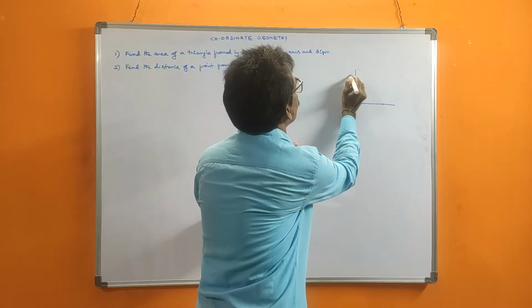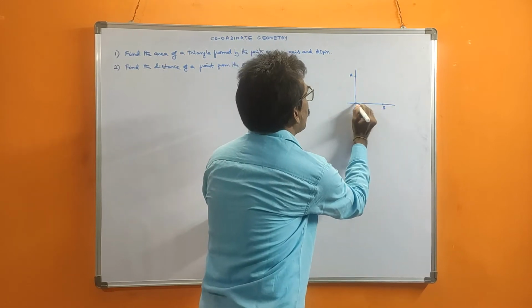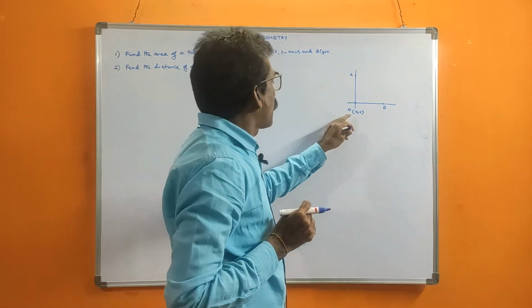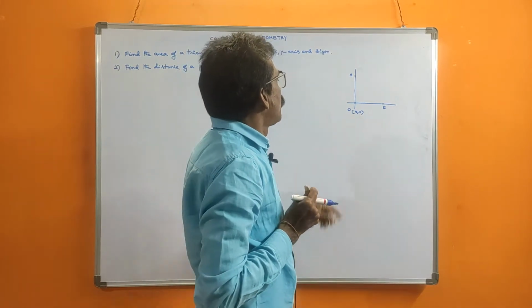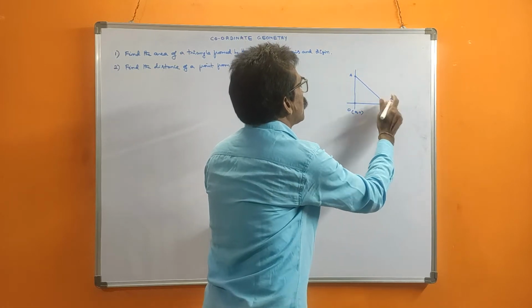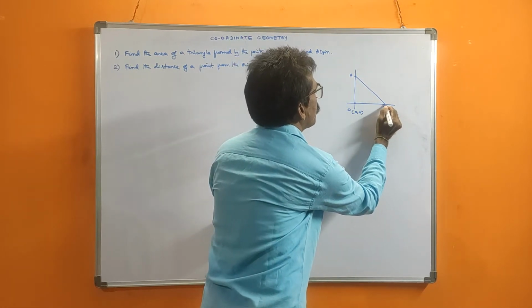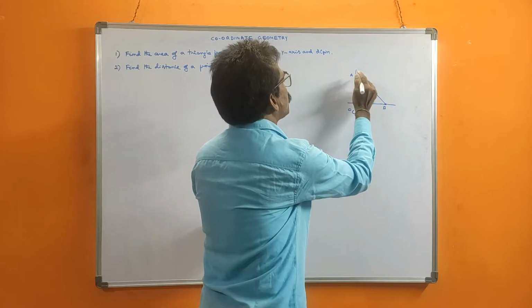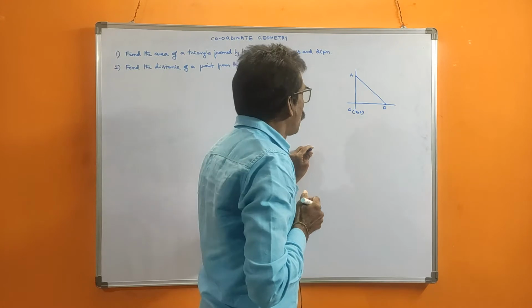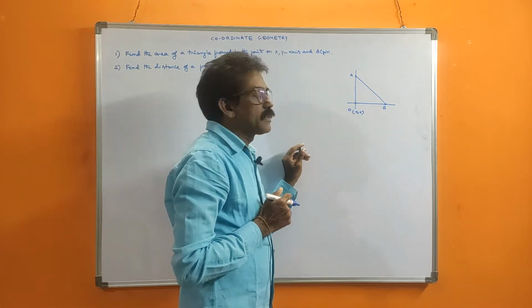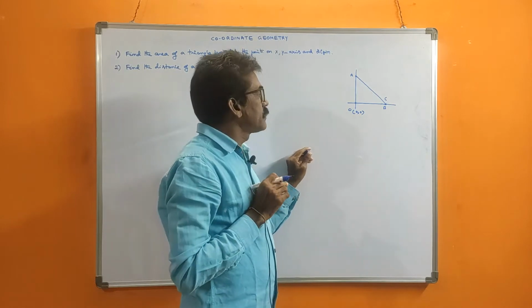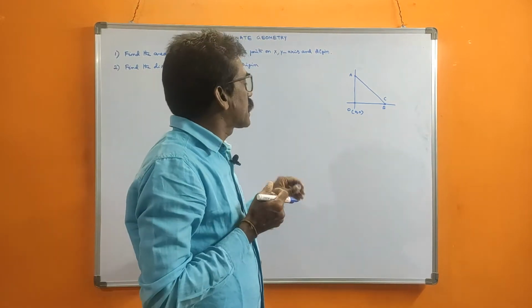Suppose this one point is A, this is B, and the origin is O. We already know the coordinates of the origin are 0, 0. So the triangle formed by these 3 points is like this. Now these 3 points are the vertices. One is O, whose coordinates we know as the origin, 0, 0. Then any point on the x axis, this is used as a generalized formula.